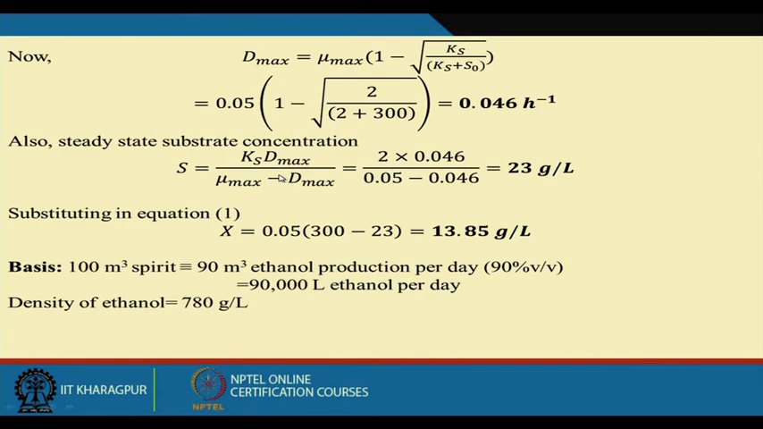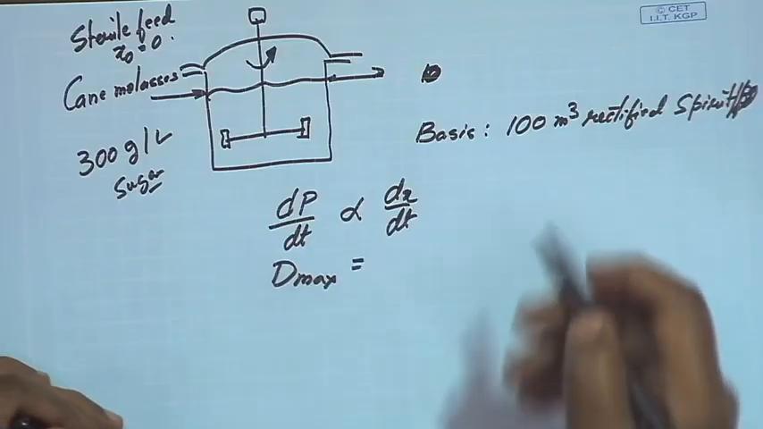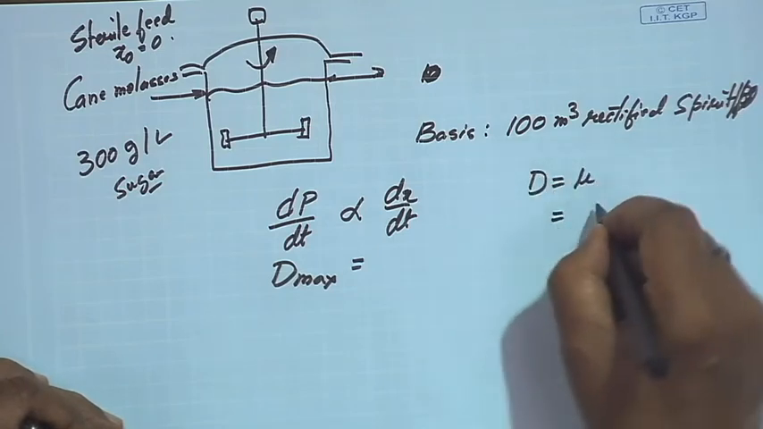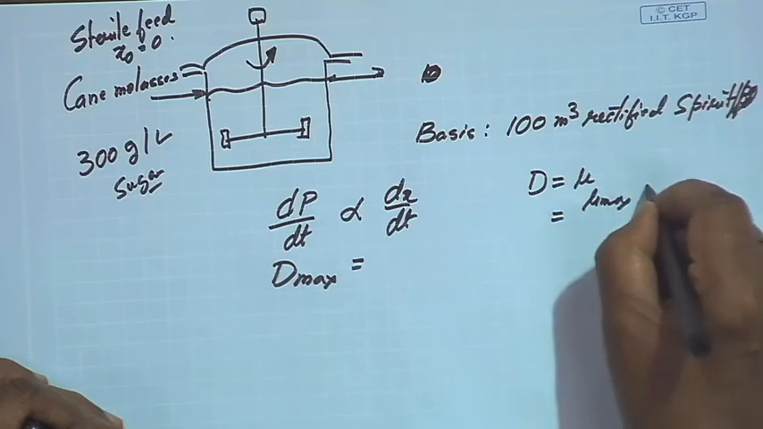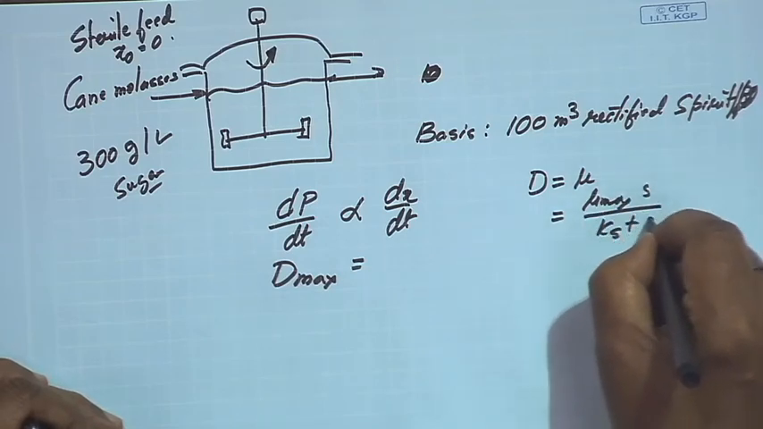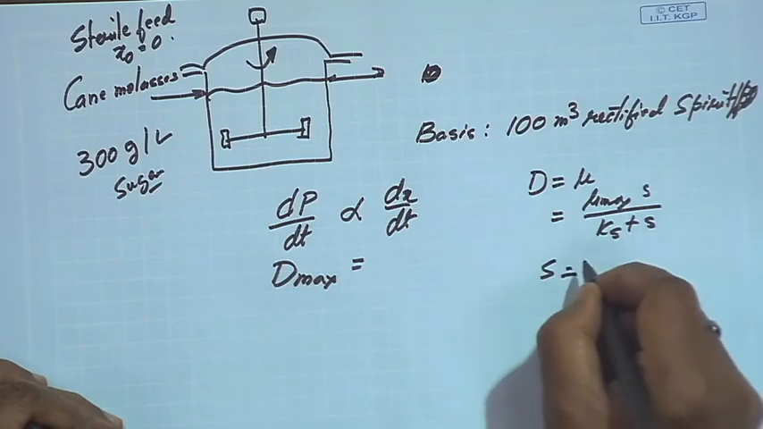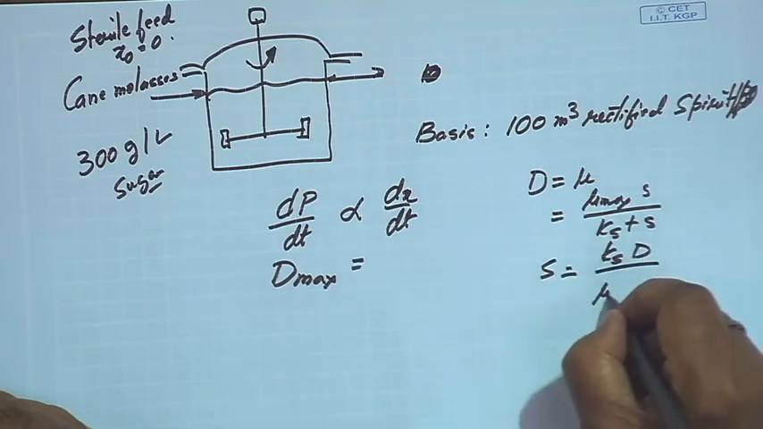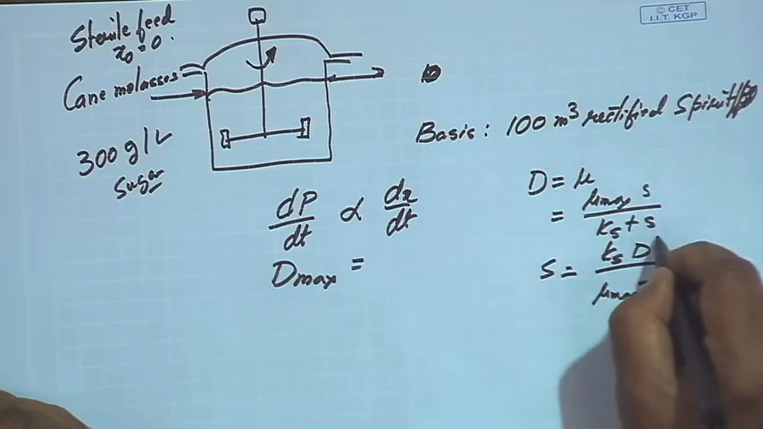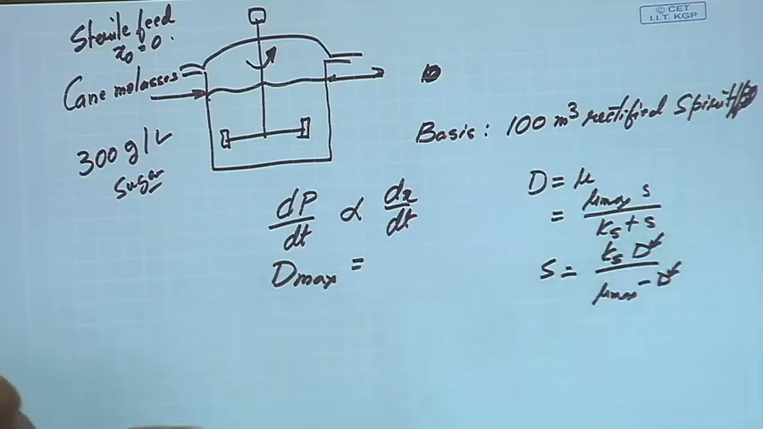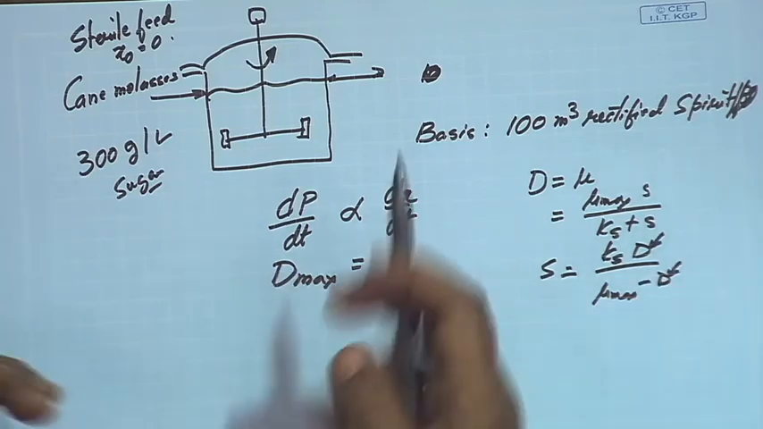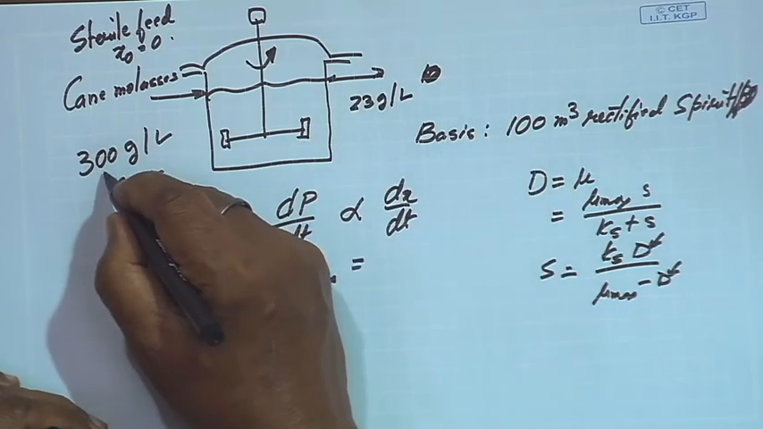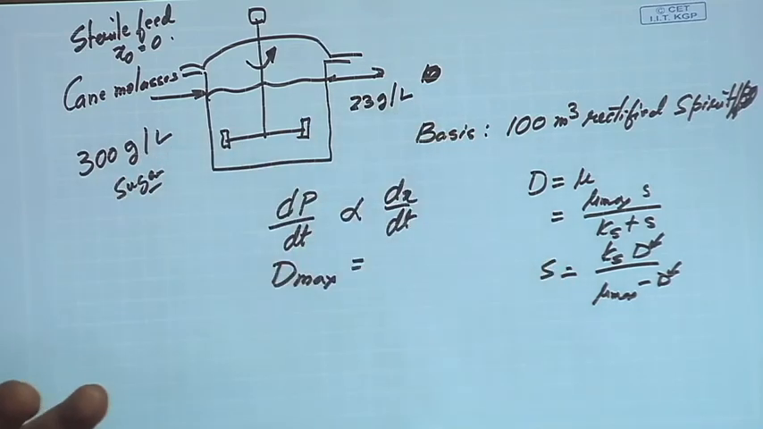Now, under steady state condition and sterile feed, we find D equal to mu. So, this is equal to mu max S by Ks plus S, and from that we can easily find out the value of S. S is coming as Ks D by mu max minus D. Now, this D we can replace by Dmax and we can find out the value of S. So, S here is coming about 23 gram per liter. So, here it was 300 gram per liter.